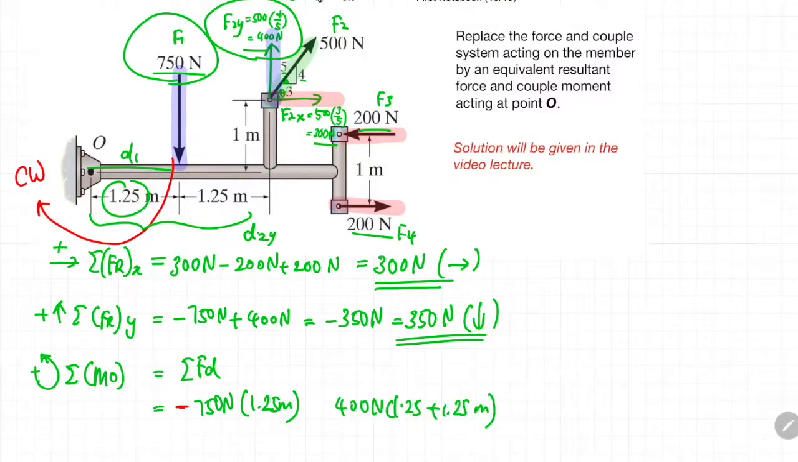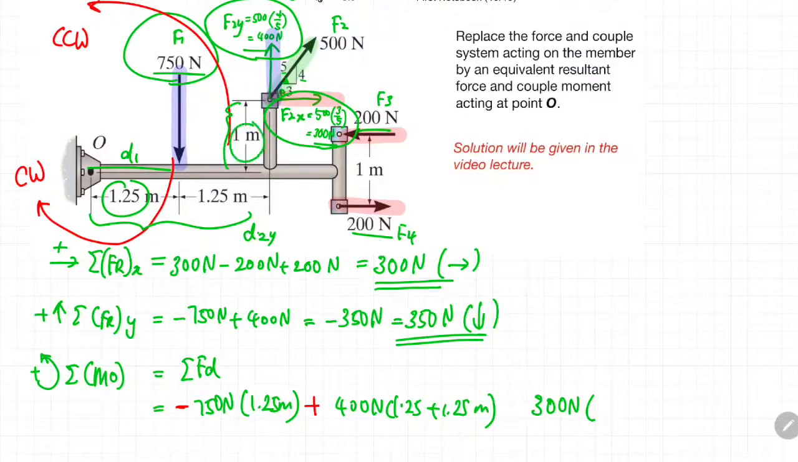And again, if you draw the imaginary circle around point O, you will find that the direction of this particular moment is counterclockwise, so it will be positive. Now the third force acting on the body is this one, which is 300 Newton. Again, accordingly, you have to multiply it with the perpendicular distance. So the distance in this case would be 1 meter.